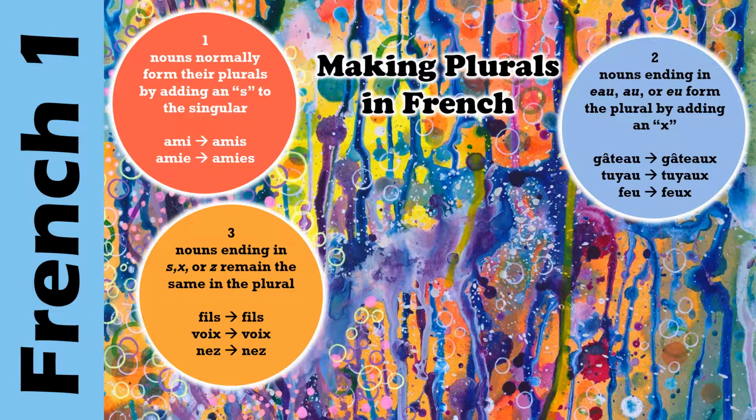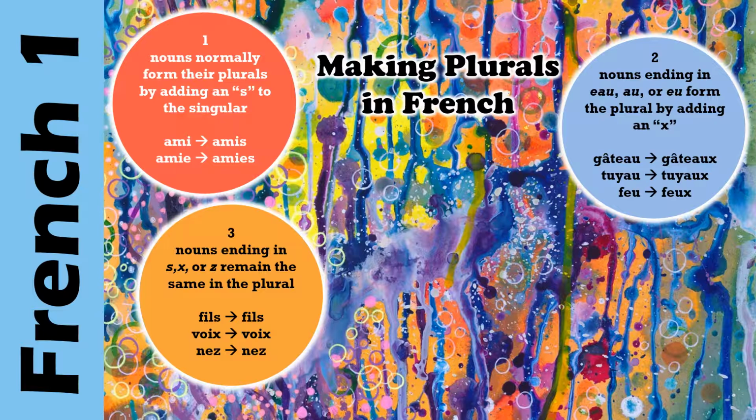So therefore, we have the word fils, which means son, S-O-N. In the plural, it's the same thing, fils. And we have the word voix in the singular, remaining the same in the plural, voix. It means voice. And then finally, we have the word nez, which means nose, becoming nez, looking exactly the same, noses in the plural. All right.